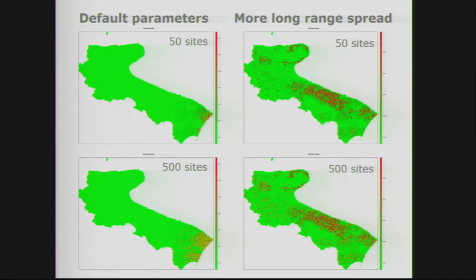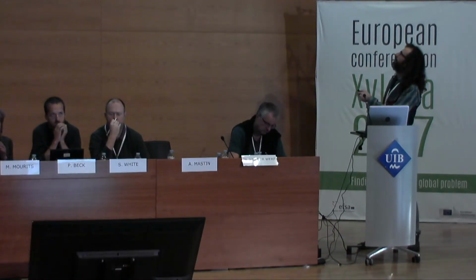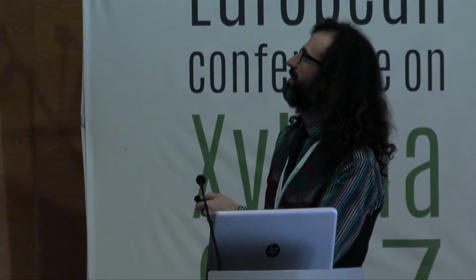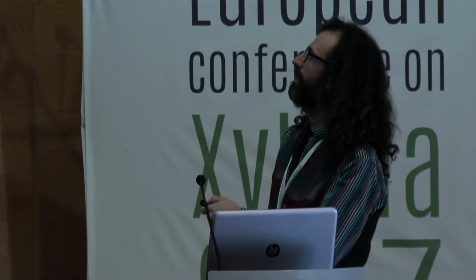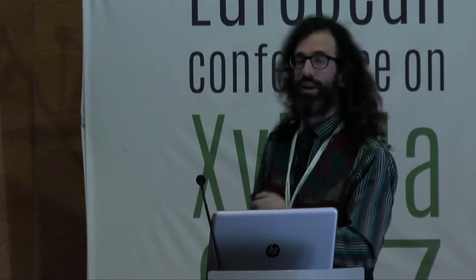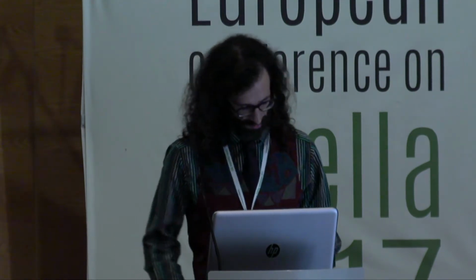On the right, we see the results for the longer range spread, and the yellow dots are distributed throughout the whole site. We can see it a little bit more clearly when we've got 500 sites compared to 50 sites. They're generally clustering around these areas of higher olive tree density, which is partly a result of our model, which assumed that transmission only occurred from olive trees.